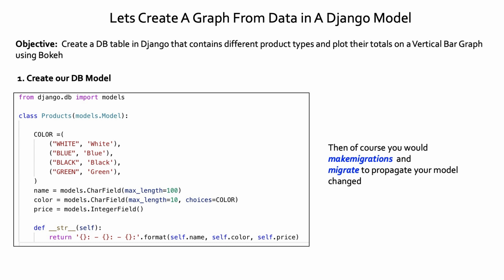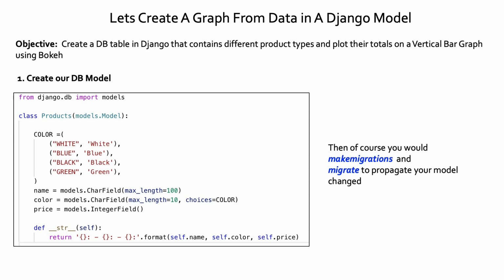Now, this is really why I wanted to create this presentation to begin with. I wanted to ultimately get to plotting data from a Django model into a Bokeh plot. So what we're going to do here is create a model, a very simple one, 3 fields and some choices, and we'll work from there. Again, this isn't a class about learning how to use Django, so I go through this very quickly, but there are other classes that I have and other people out there that you could go to if you're at all shaky with this. So we're going to create a Django table that contains different product types and plot their totals for each of the products on a vertical bar graph.